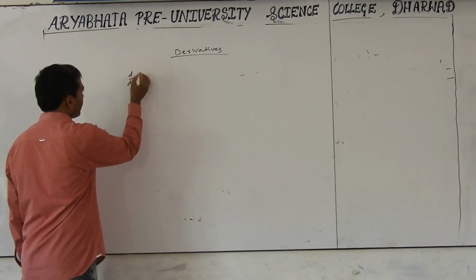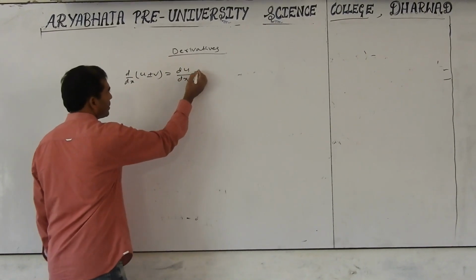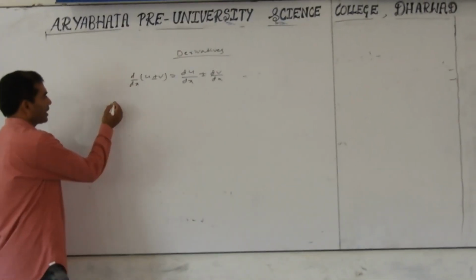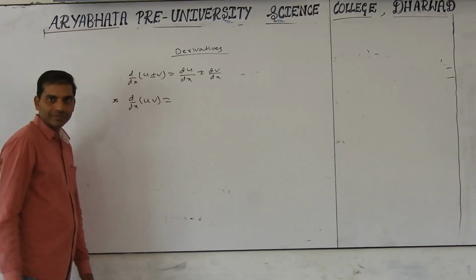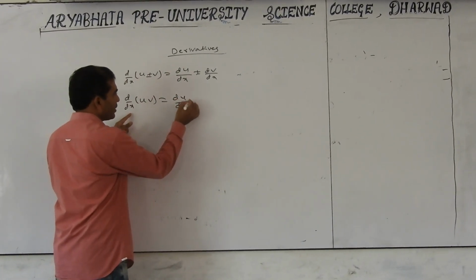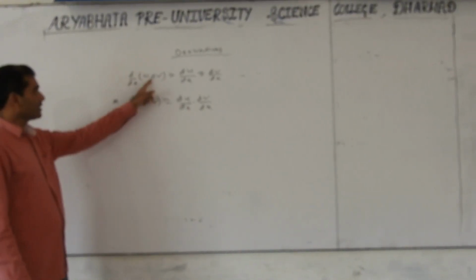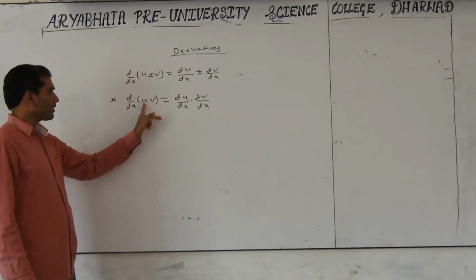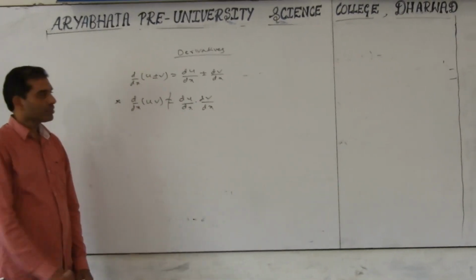Differentiation: d by dx of u plus or minus v equals du by dx plus or minus dv by dx. Right? Now the second property, multiplication: d by dx of u into v. Here most of the students will do du by dx into dv by dx. This is wrong, because if plus or minus is there, we can split and apply direct differentiation. But if into is there, don't apply differentiation like this. So this is wrong.